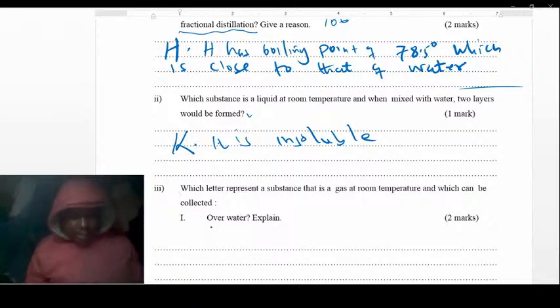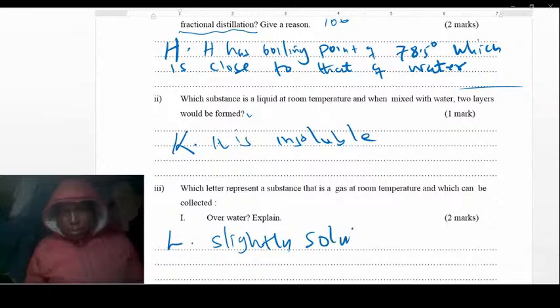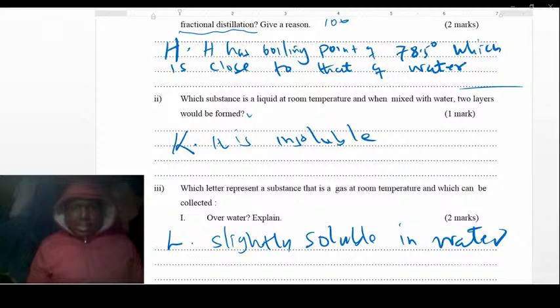L, slightly soluble in water, because it is slightly soluble in water.